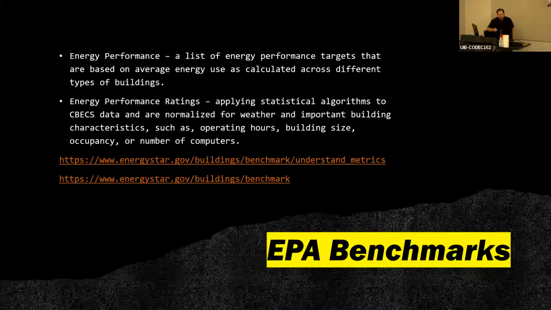So the EPA defines it in 2 ways. There's energy performance, which is exactly as I said, based on energy use calculated across different types of buildings. The difference between energy performance and energy performance ratings is that the ratings use statistical algorithms from CBECS data to compare it to similar buildings of like type, size, and usage. So take the energy performance with a grain of salt.